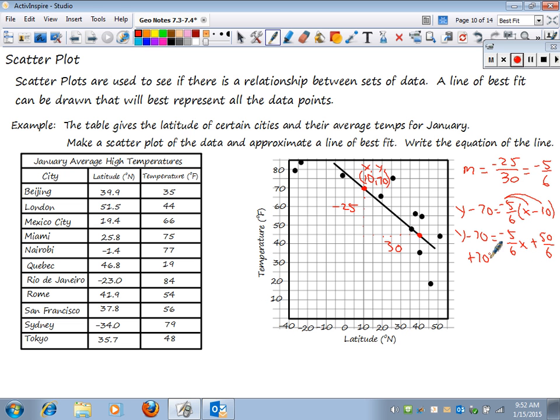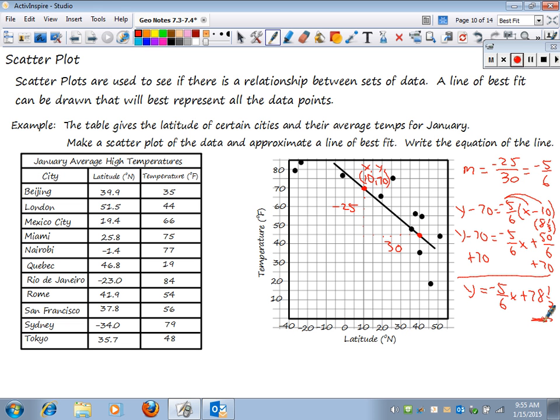Let's add 70 to both sides. So let's see, y equals negative 5/6 x, and we could change 50 over 6 to 8 and 1/3, because 6 goes into 50 8 times with 2 left over. 2/6 would reduce to 1/3. And then 8 plus 70 would be 78 and 1/3. So that would be where your y-intercept would be. It would touch up here at 78 and 1/3. So the y-intercept would be 78 and 1/3.